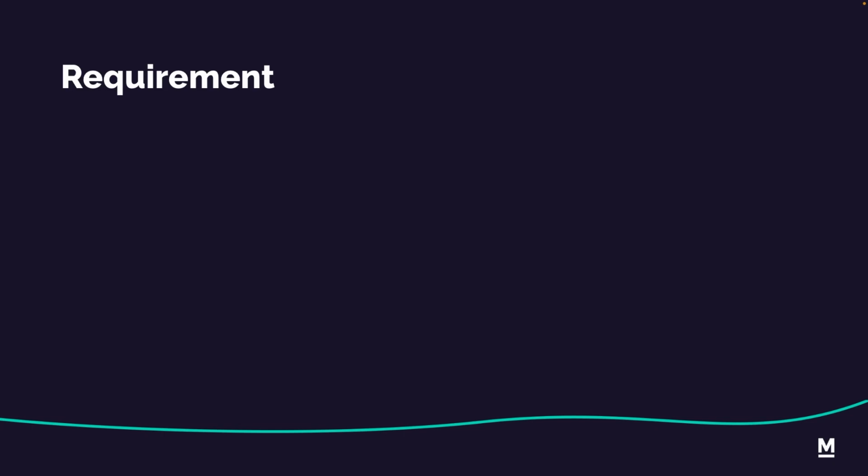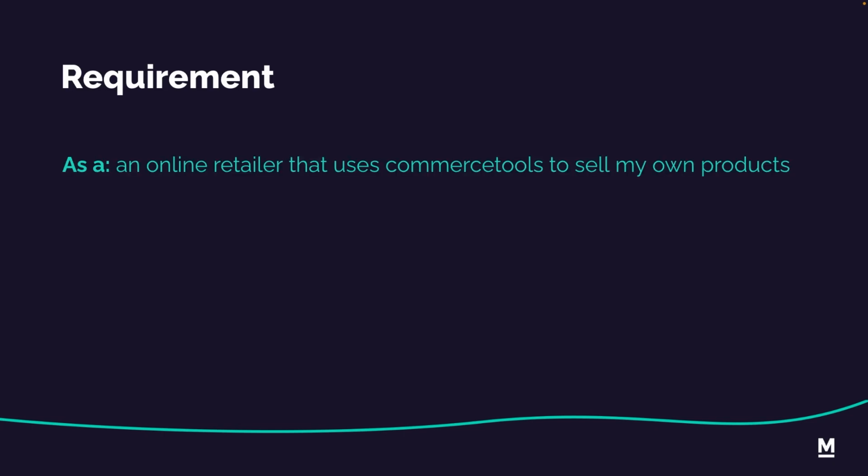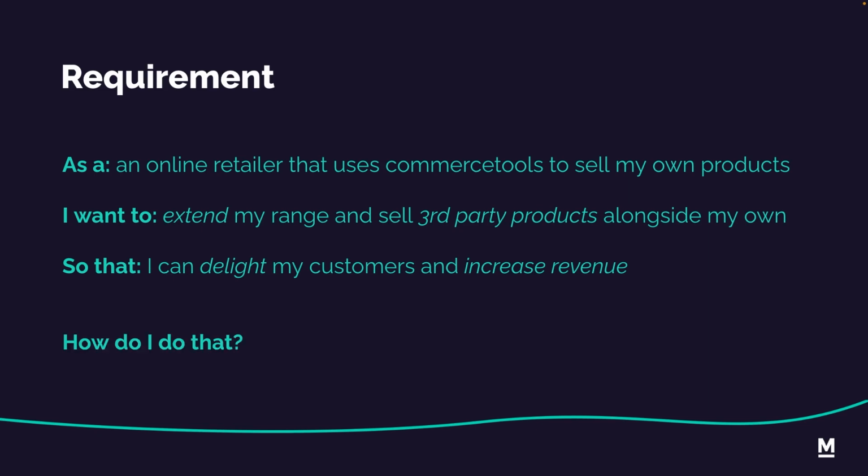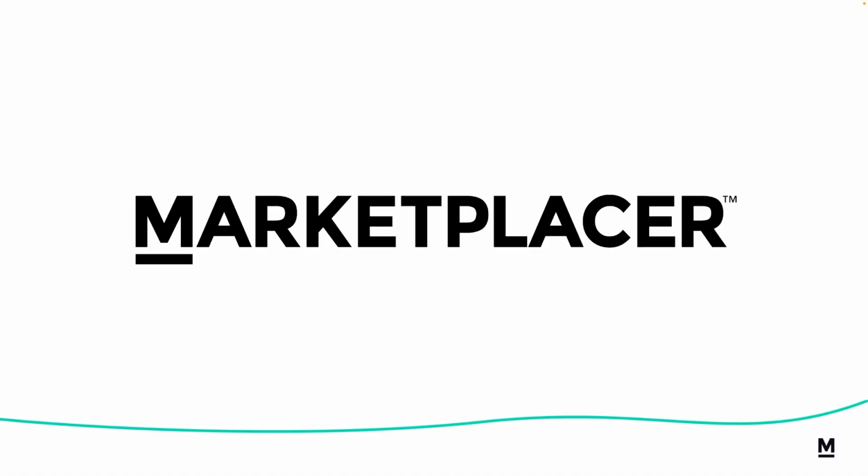So just to contextualize our business requirement, as an online retailer that already uses commercetools to sell my own first-party products, I want to extend my product range and sell third-party products alongside my own. And why do I want to do that? Well, quite simply so I can delight my customers and possibly more importantly, so I can increase my revenue. So how am I going to do that? Well, probably comes as no surprise, the way you're going to do that is to use Marketplacer.